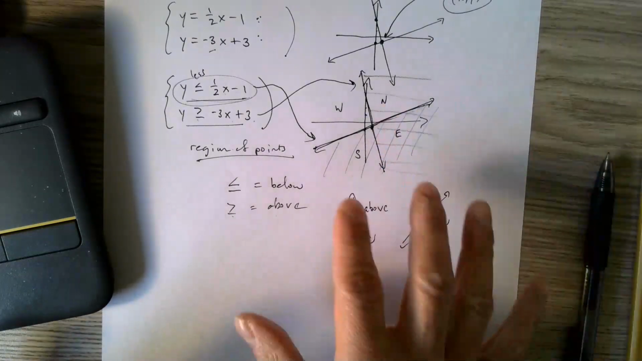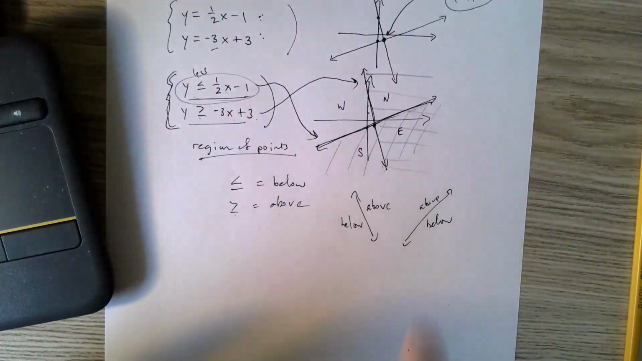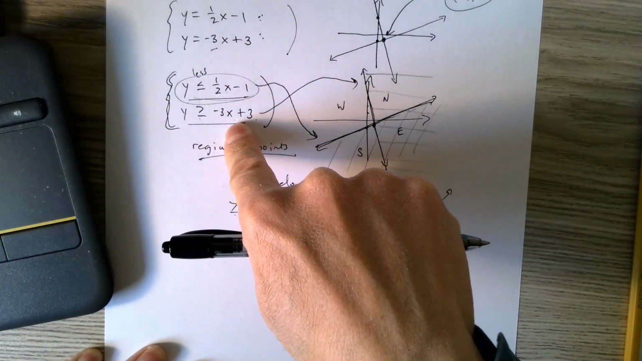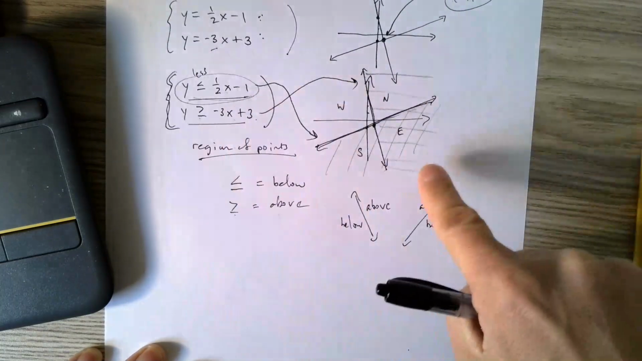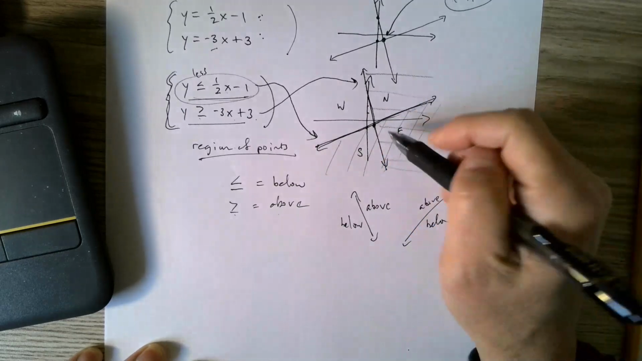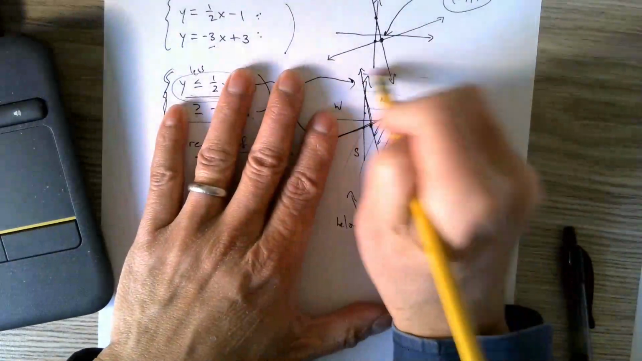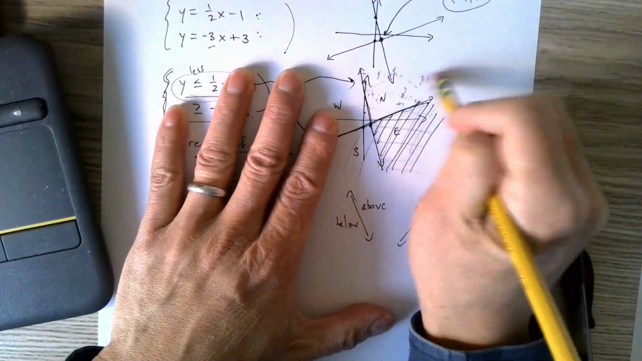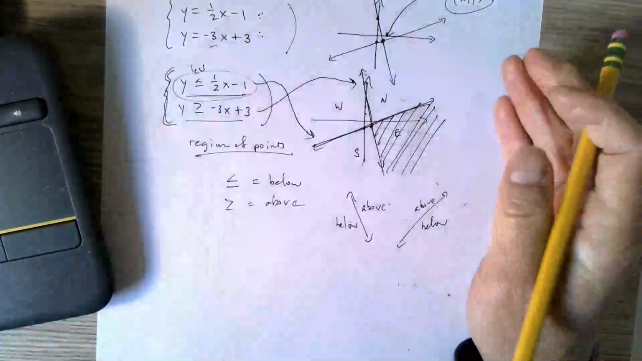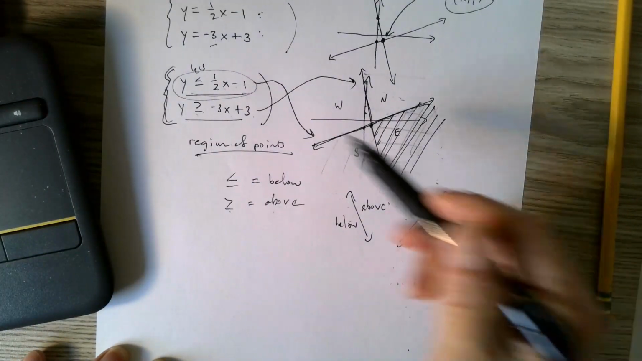Now, I'm not going to keep all of this shading because this is a system. So I need the region that satisfies both of these inequalities. The region that satisfies both of these inequalities is the region that was shaded twice, east. So in the end, I keep the shading in the eastern region and I get rid of the stuff in the north and the stuff in the south. This is the final solution to my inequality.